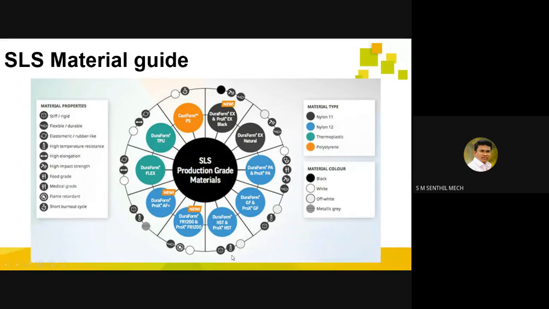Within this, if you want this red one, this block is called stiff and rigid. If you want a rigid material which withstands high temperature and you need it in black or white color, you can go for Duroform HST. In this way, you can select a material based upon the application that is required. Okay, so this is about your SLS materials.